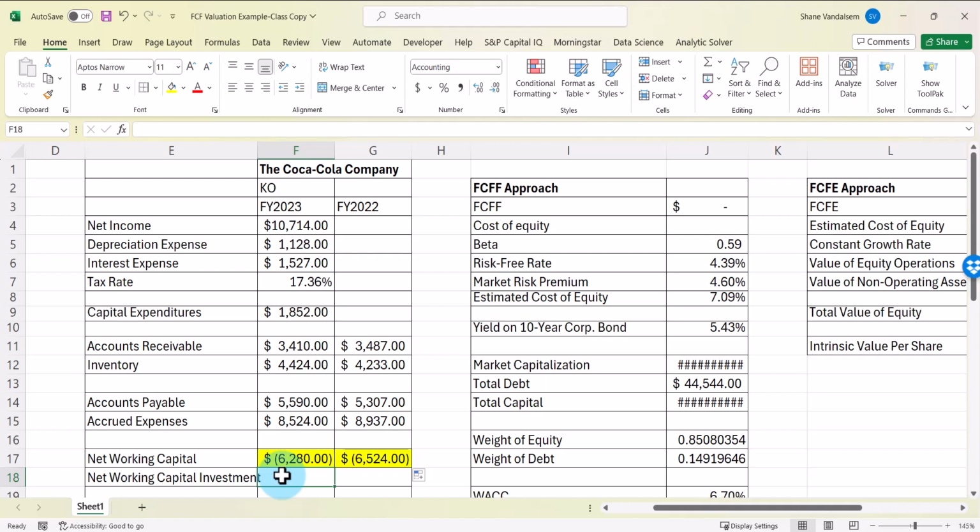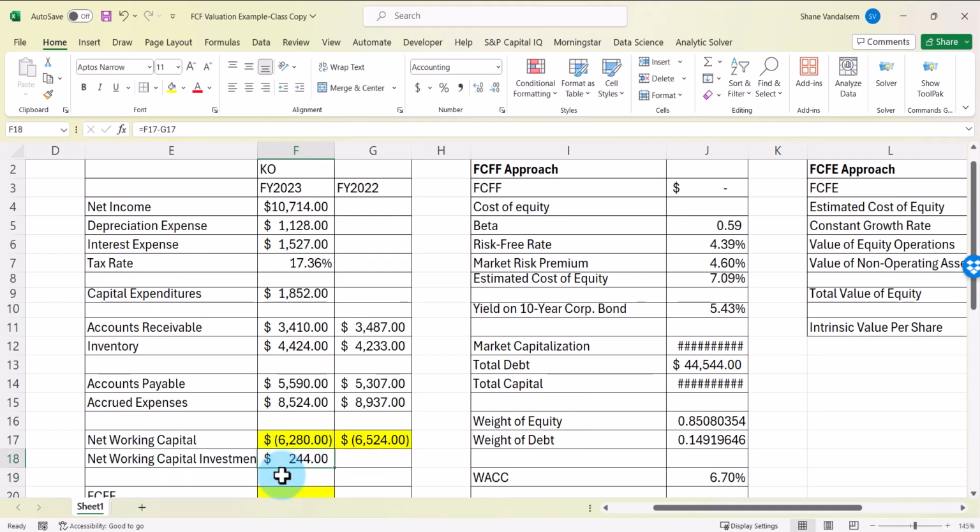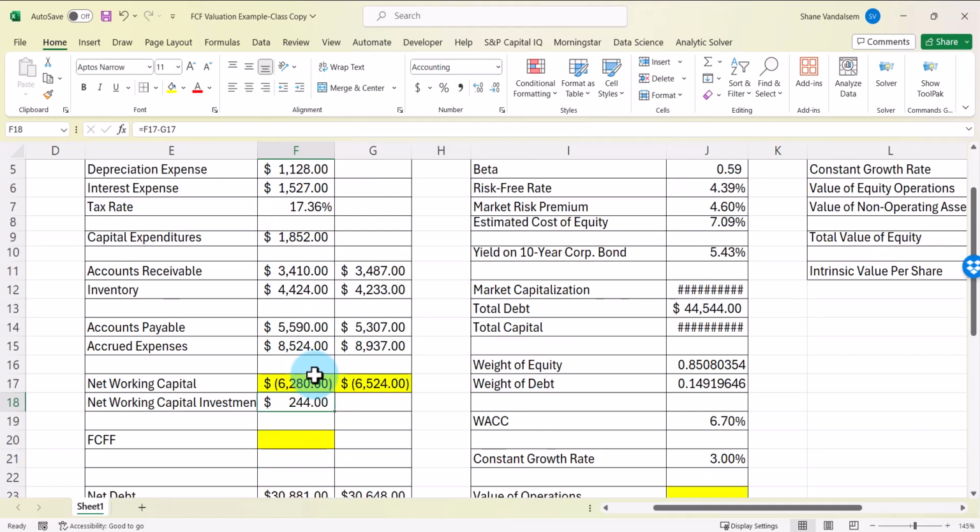So to calculate the net working capital investment, we take the net working capital at the most recent fiscal year end, and subtract out the amount from the previous fiscal year end. And that gives us $244 million for Coca-Cola. That's the amount they needed to invest in 2023 in working capital.